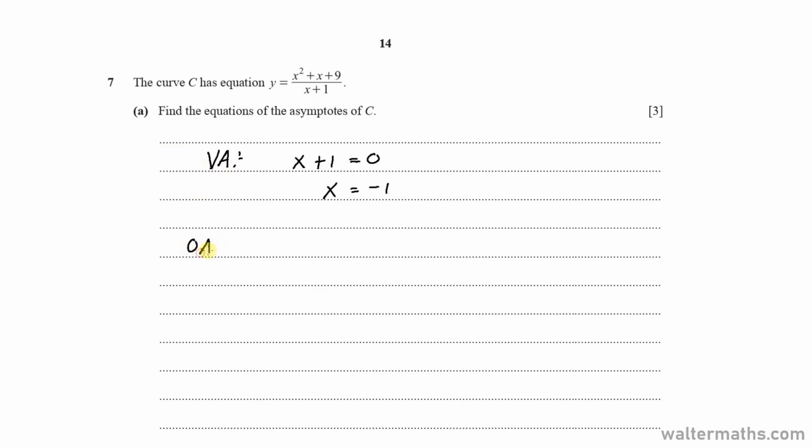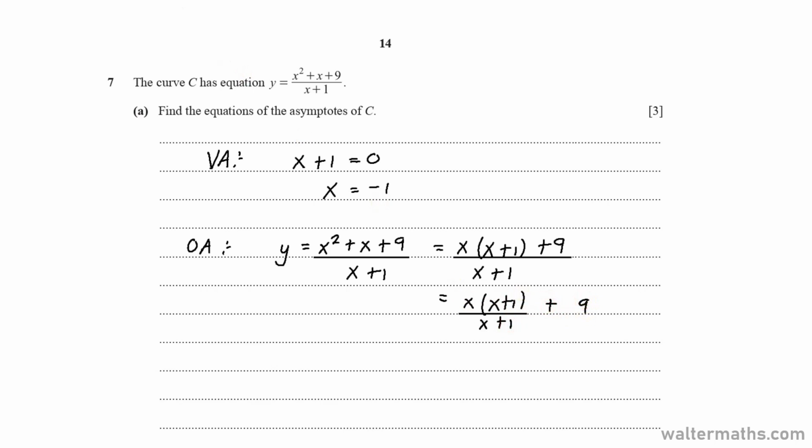And then for the oblique asymptote, we are going to divide, since we have y is equal to x squared plus x plus 9, and it's all over x plus 1. Then if we divide x plus 1 into x squared plus x plus 9 and we get the quotient, that'll help us get the equation of the oblique asymptote. So you can do long division, or even by inspection, you can notice that we can factorize x squared plus x by factoring x out. So that's x bracket x plus 1 and it's plus 9. And that's all over x plus 1. And this is the same as x of x plus 1, all divided by x plus 1. And that's plus 9, and that's over x plus 1.